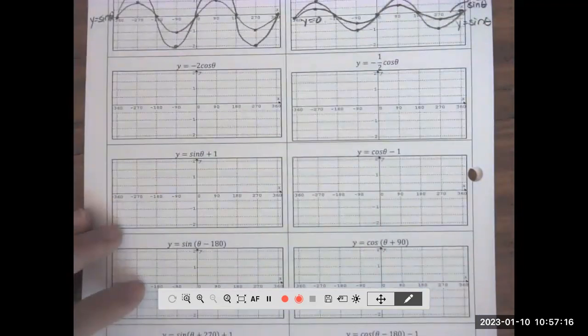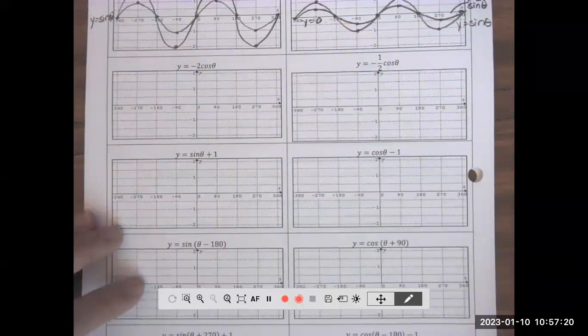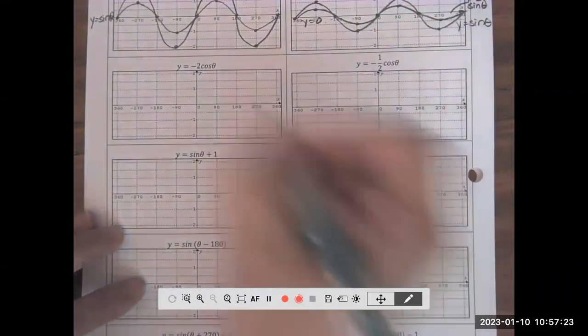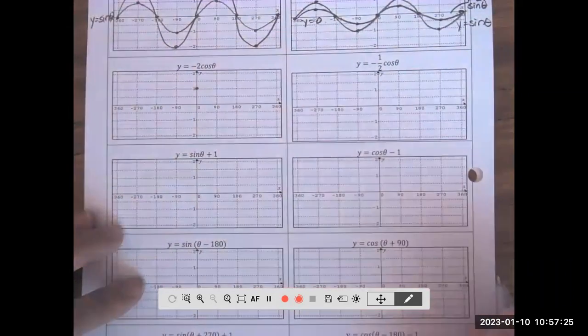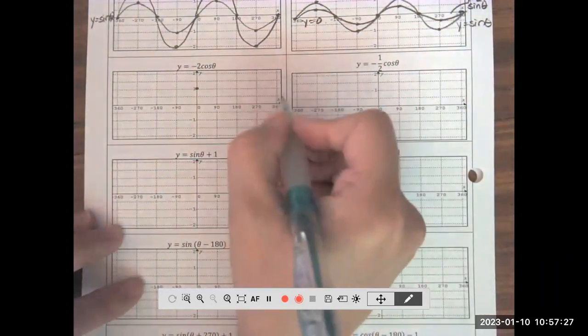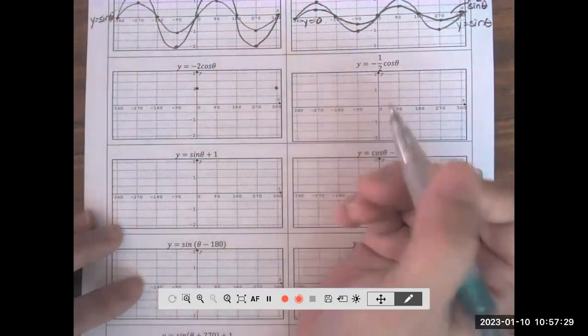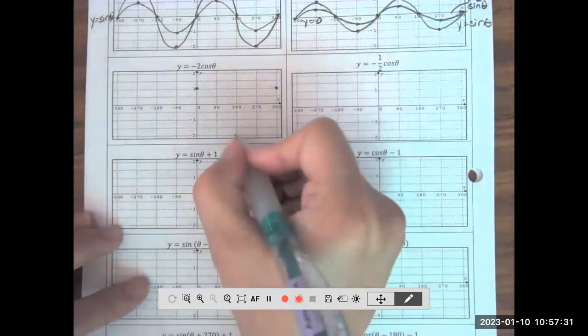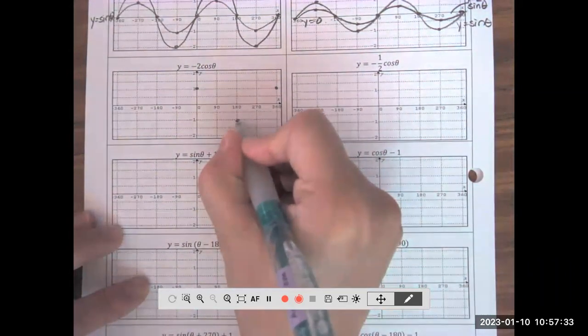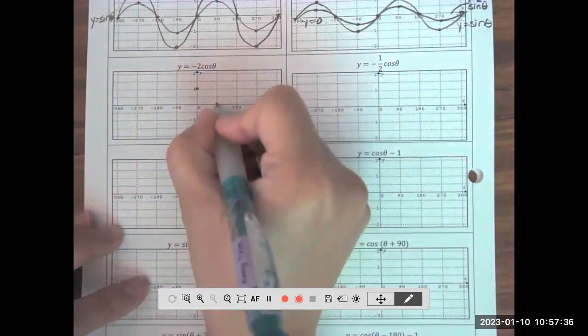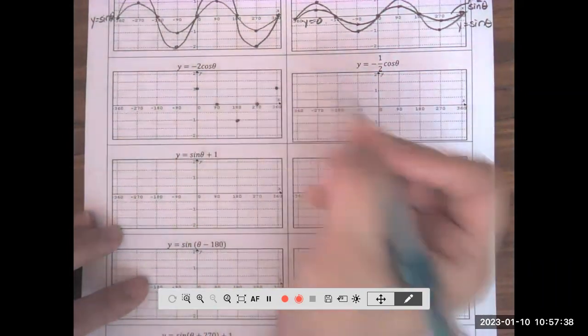Okay, the next one, cos. So where do we start? Where's our first point? 0, 1. So it's up here. Okay, my last point is at 1 as well. My middle is at negative 1. My first quarter is on median. My third quarter is on median.